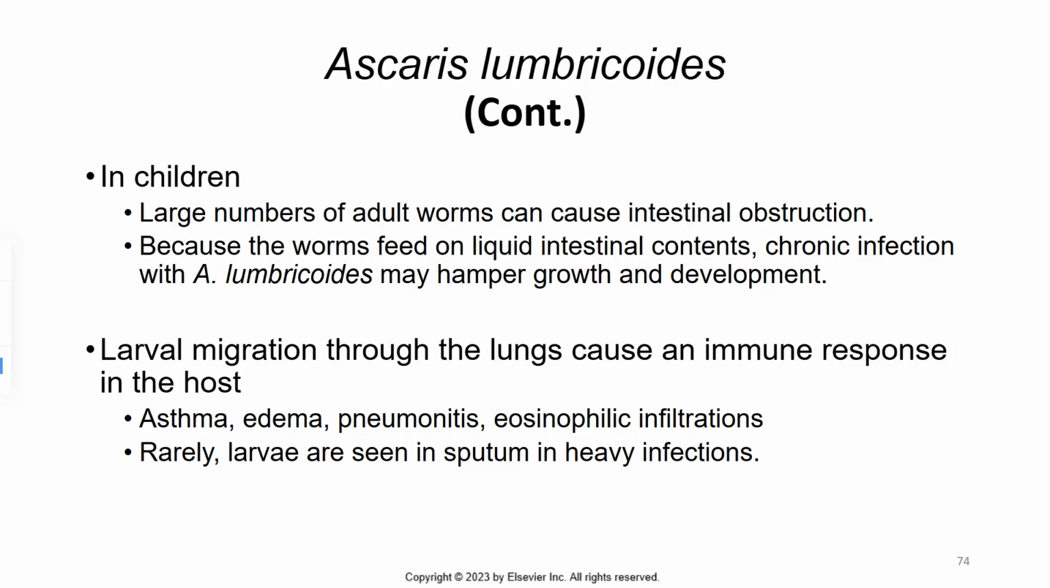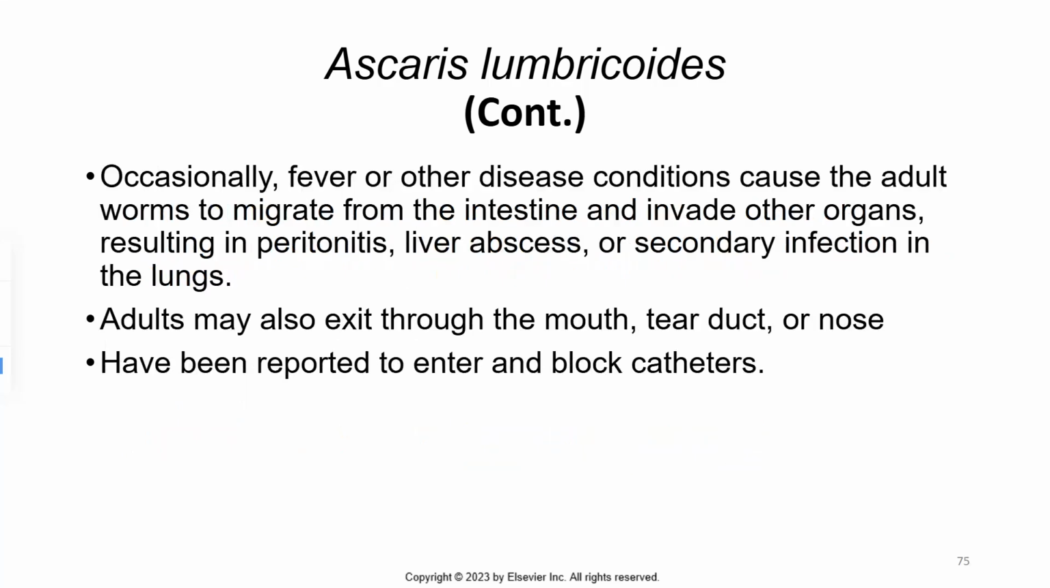Larval migration through the lungs can cause an immune response in the host, such as asthma, edema, pneumonitis, eosinophilic infiltrations, rarely larvae seen in the sputum in heavy infections. Occasionally, fever or other disease conditions cause the adult worms to migrate from the intestine and invade other organs, resulting in peritonitis, liver abscess, or secondary infection in the lungs. Adults may also exit through the mouth, tear duct, or nose, and they have been reported to enter and block catheters.